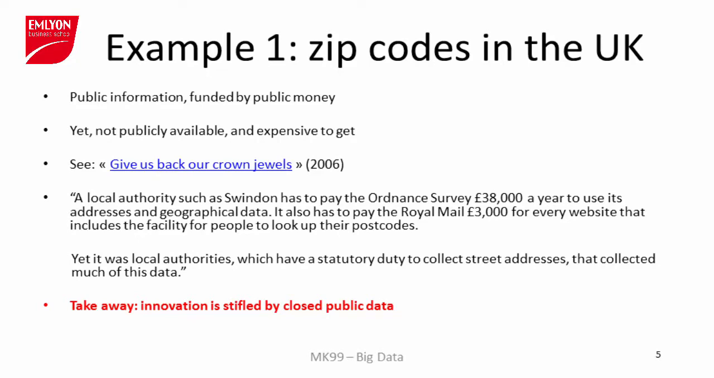A good example is the postal codes or the zip codes that you have in the UK. Zip codes are public data because they are created by, or at least curated by, the Ordnance Survey, which is the public authority in charge of mapping and the cadastre in the UK. So they have this list of zip codes and which cities belong to which zip code and what are the geographical limits of these zip codes. All of this data should be public, but until recently, at least until 2006, it was not.